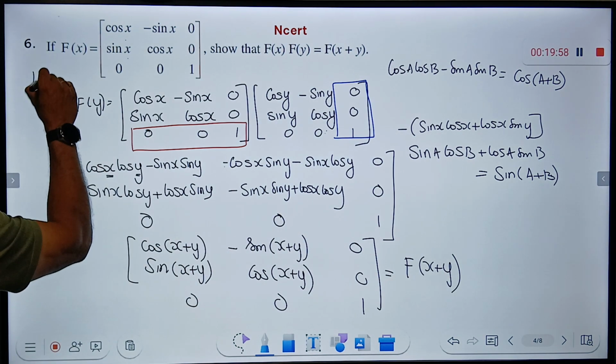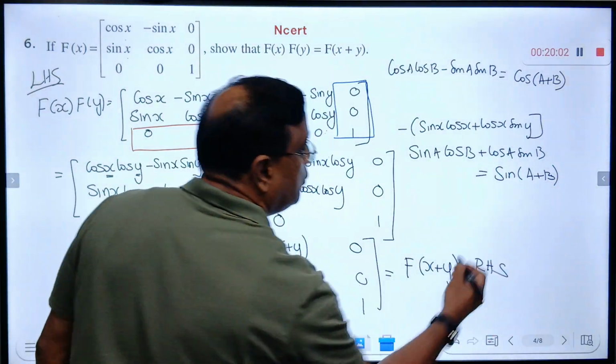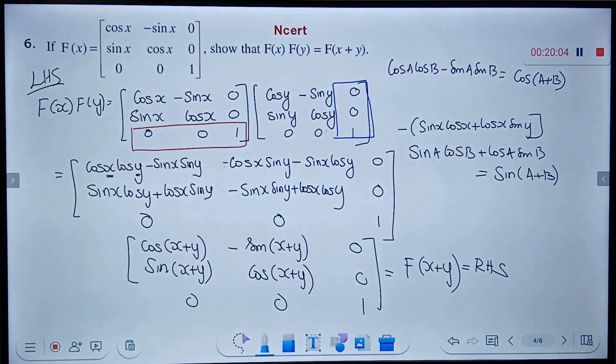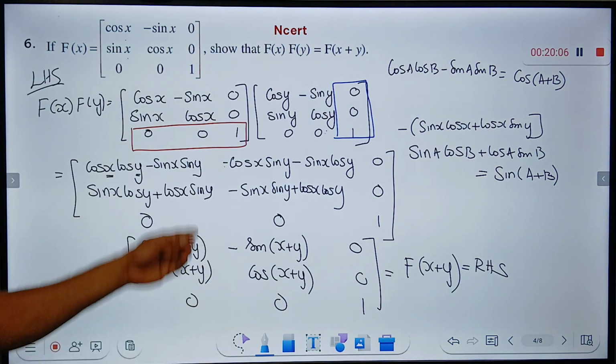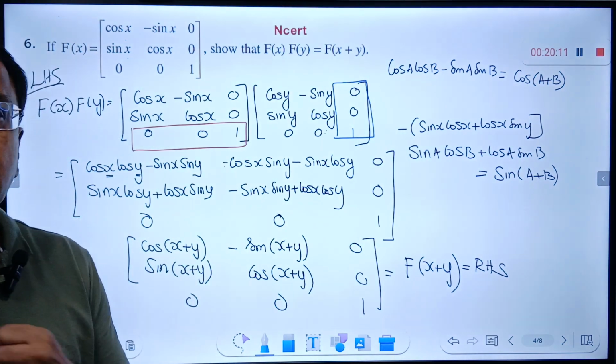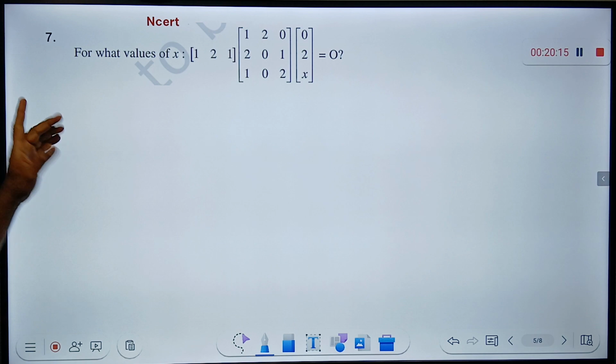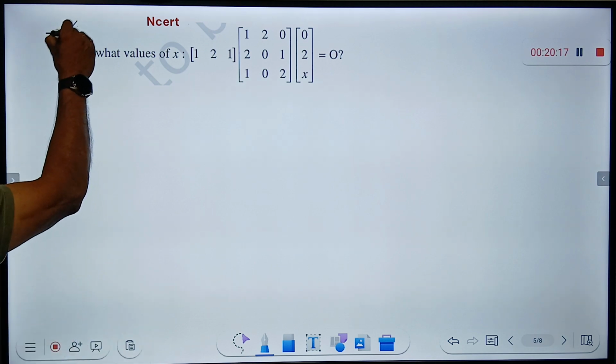So you started with the left hand side and you are able to arrive at the result on the right hand side. Therefore, it is proved. I think this is not difficult, okay? You need to know, of course, the trigonometry formulas, which you cannot afford to forget at all. Very, very important type of question.